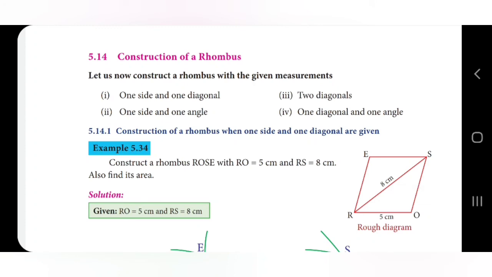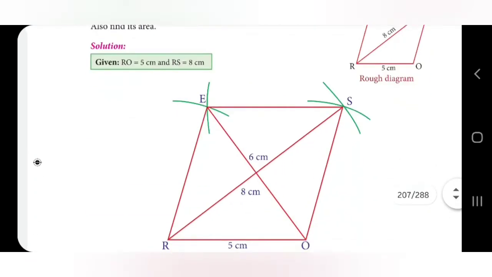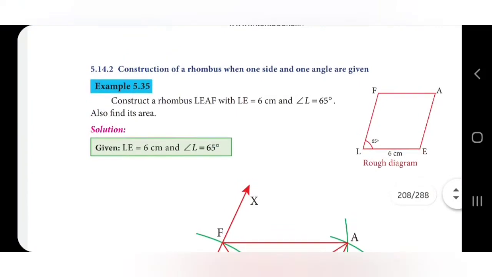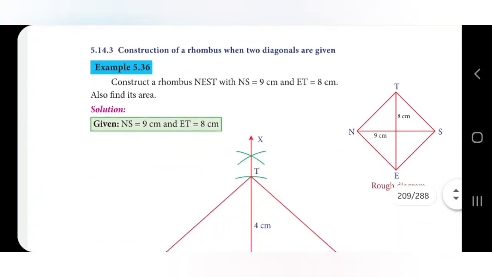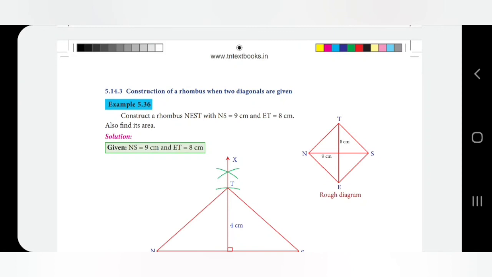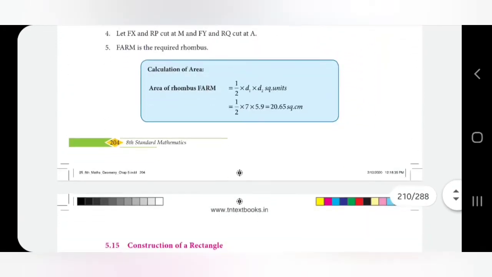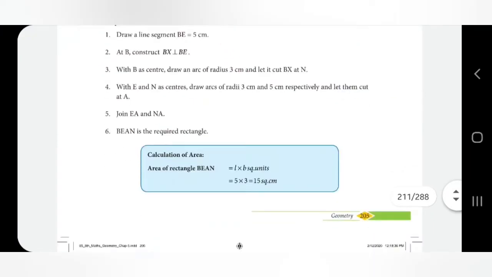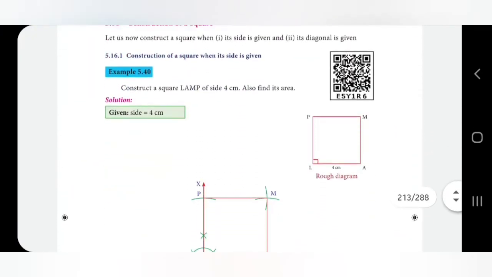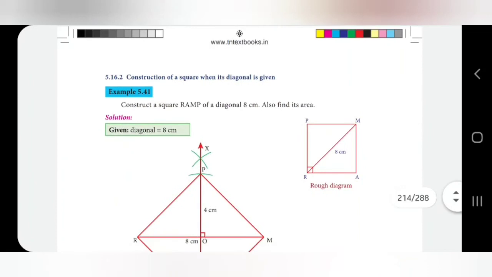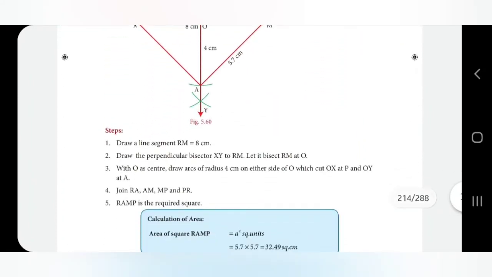Next you can see the construction of a rhombus, how to construct the rhombus. For these shapes you need to learn the activities part. In the activities part itself they have given the properties of rhombus, rectangle, then square. This practical geometry is a very easy part which we can do easily. So go through the sums. If you know the exercise sums, you draw.